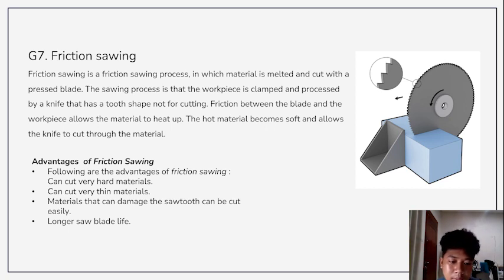The advantages of friction sawing are as follows: it can cut very hard material, very thin material that can damage the saw tooth can be cut easily, and it gives a longer saw blade life.